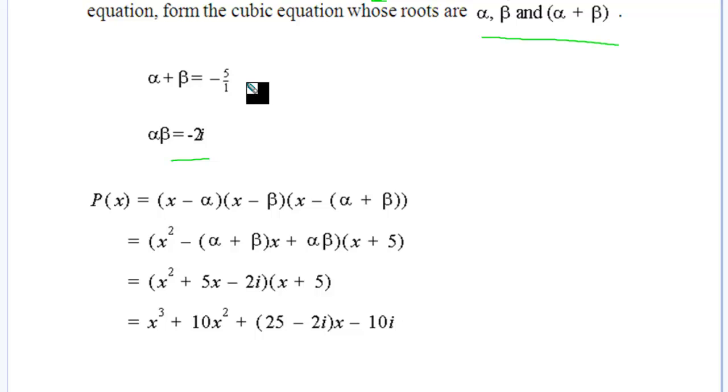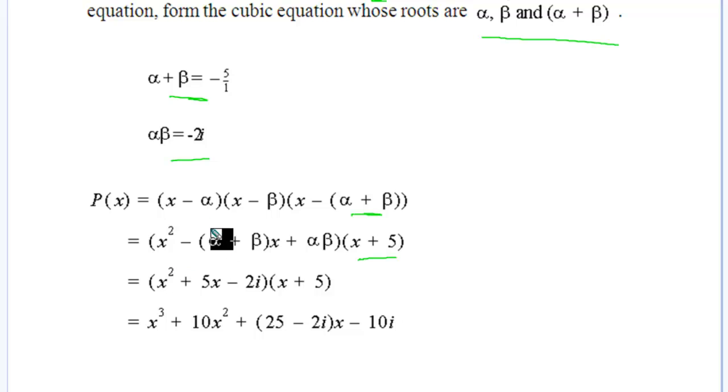So if we're going to find a cubic that has these roots, alpha and beta and alpha plus beta, well, again, we can start to expand that out, and we get alpha plus beta, and we know that the sum of the roots here is 5, because we proved it there. So that's where we get the minus of minus 5. So alpha plus beta is minus 5, so it gives us x plus 5 there.